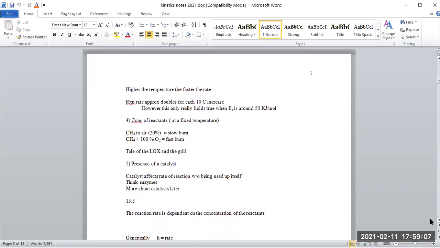Now, the last of the variables that we deal with is a catalyst. And we're going to mention it a little bit here, and then we're going to kind of circle back to catalysts again later in the chapter. Now, things that are true about catalysts, they have the peculiar property of not being used up themselves.